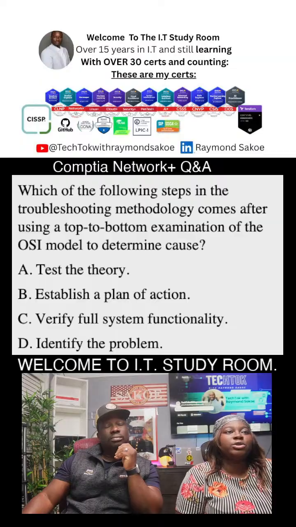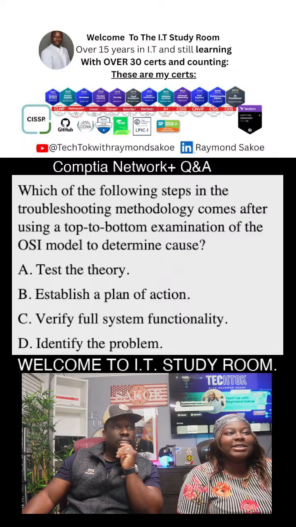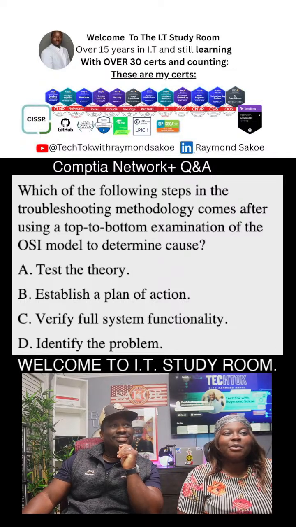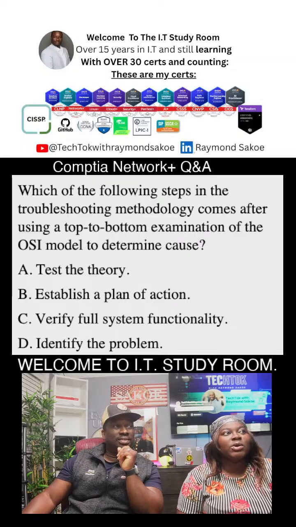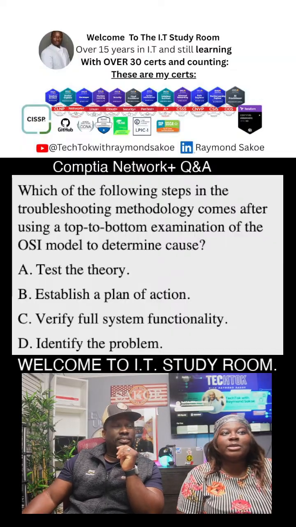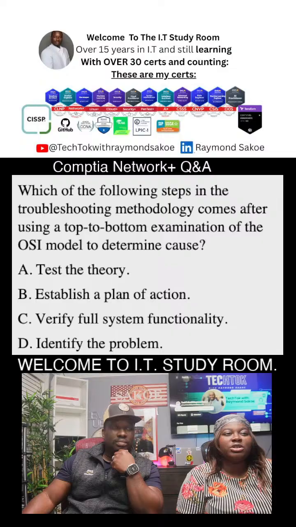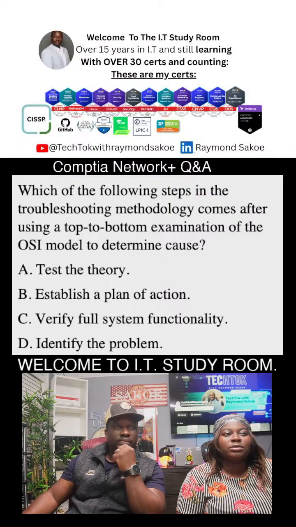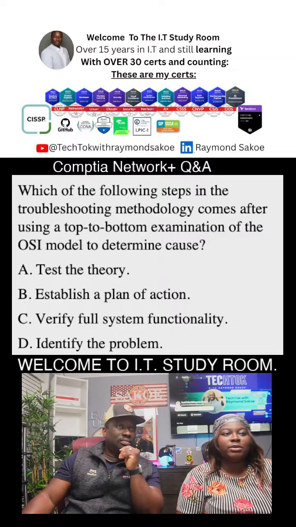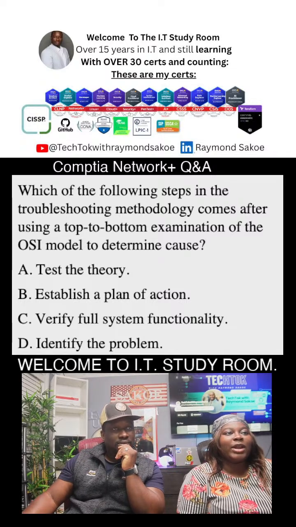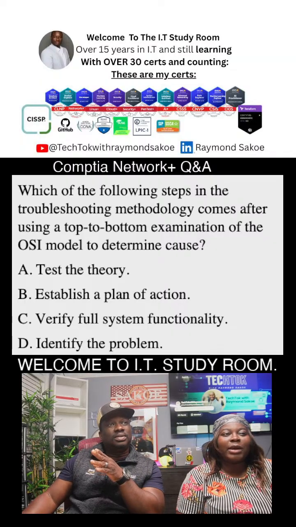Which of the following steps in the troubleshooting methodology comes after using a top to bottom examination of the OSI model to determine cause? Not cost, cause. Top to bottom. To determine cause, so the cause as to what happened. I'm between A and D.